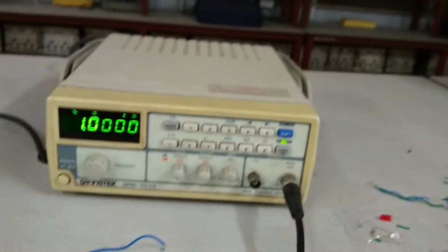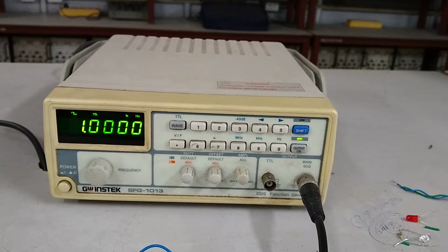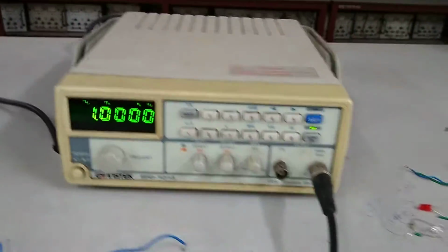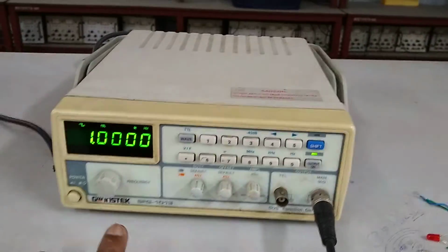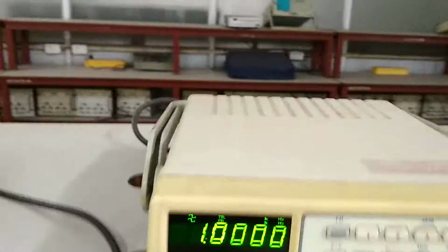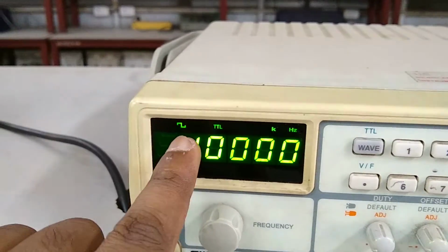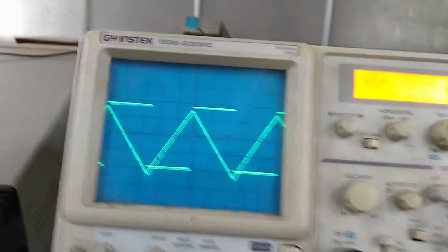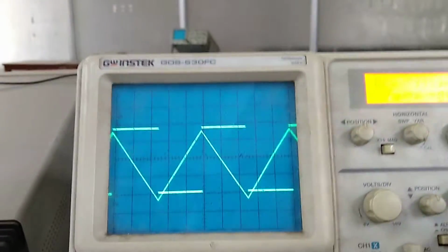Okay, now let's see the circuit. This is the circuit I have designed, and we are giving input from a signal generator having 1 kilohertz of frequency. Now let's check the output. As we have applied a rectangular wave here, we are getting, see, a triangular wave. This is input and output both.